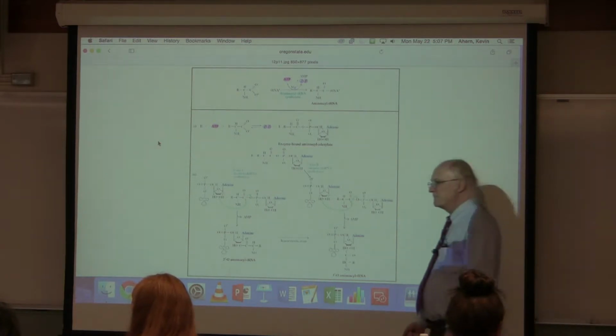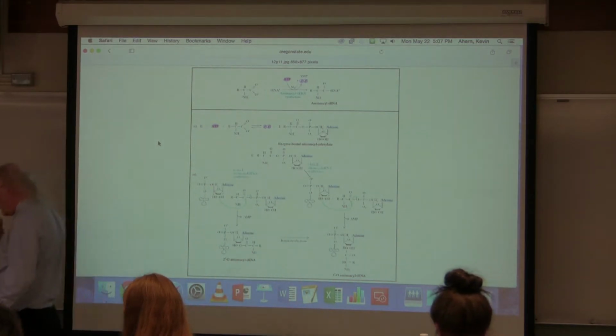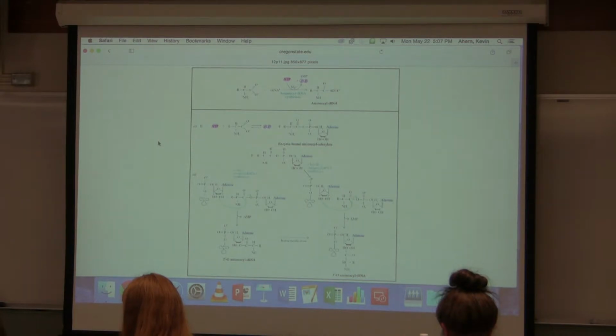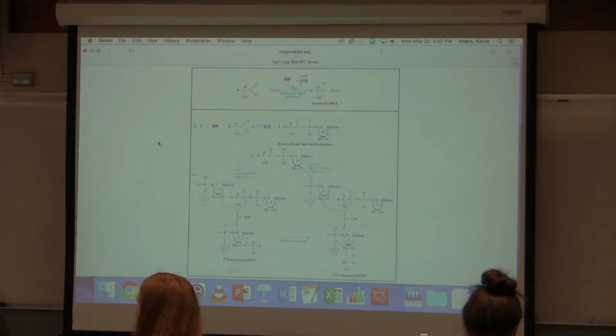Yes, ma'am. Is there anything that brings the amino acids to the specific tRNA, or does it just come together based off of... Okay, so is there anything that brings the amino acid to the synthetase? The synthetase itself will bind to the amino acid, that allows the tRNA to come? Yep. So it's bound to the enzyme, and that's the tRNA enzyme.